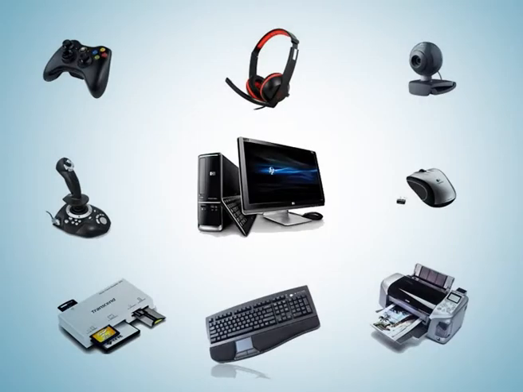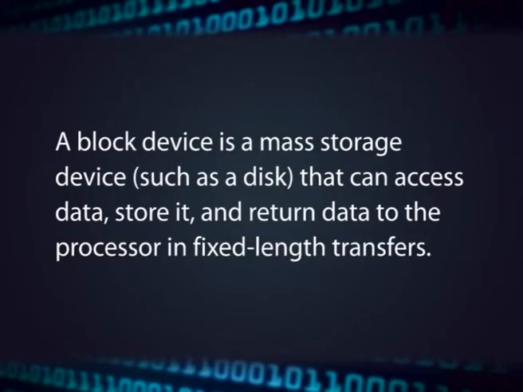The hardware devices are CD-ROMs, disk drives, tape drives, printers, scanners and terminals. The hardware devices are categorized as block devices, character devices, memory mapped devices or network devices. A block device is a mass storage device such as a disk that can access data, store it and return data to the processor in fixed length transfers. A block device driver uses the integrated page cache for all the data transfers.